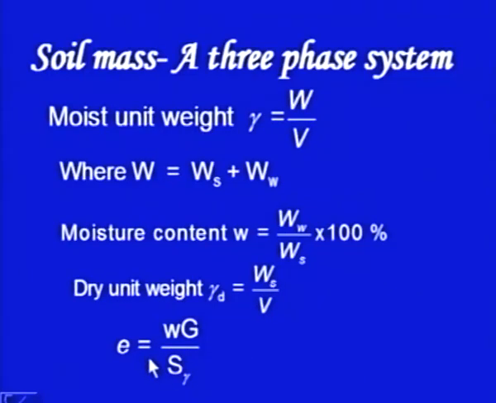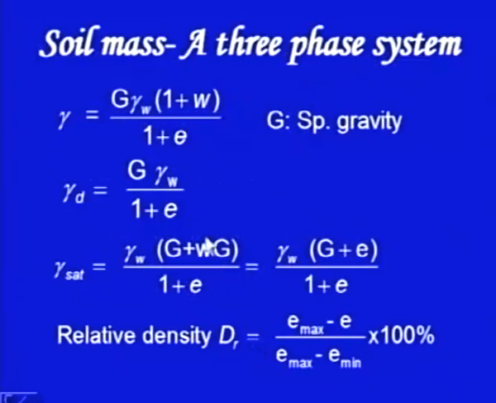The void ratio e can be obtained in terms of the moisture content which is available, specific gravity G and degree of saturation Sr. So, e is wG upon Sr. This is one of the expressions which we will be using a number of times. The other expression is gamma equal to G gamma w into (1 plus w) divided by (1 plus e). Probably this is one of the most important equations using which you can derive many other equations.